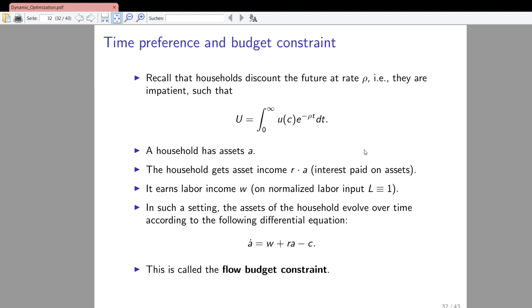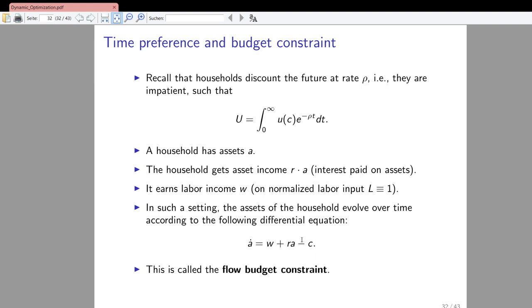Now households own assets denoted by A. The interest rate is r, and interest income paid on assets is r times A. Households earn labor income, w. We normalize labor input, which is exogenous, to 1. And in such a setting, the assets of households evolve over time according to the differential equation here. So we have the derivative of A with respect to time. That's the evolution of A, so the change in A at a certain instant is given by interest income on past assets, r times A, plus wage income minus consumption.